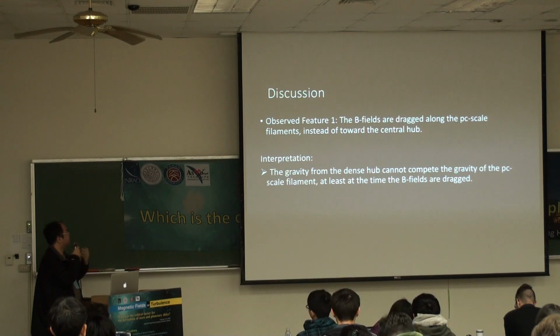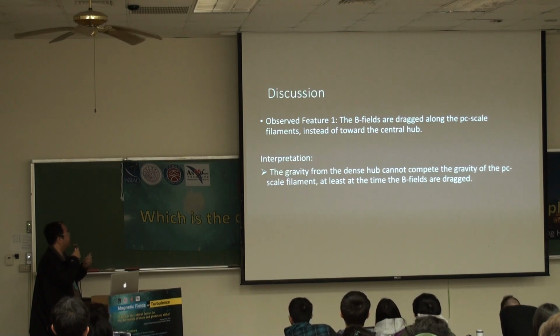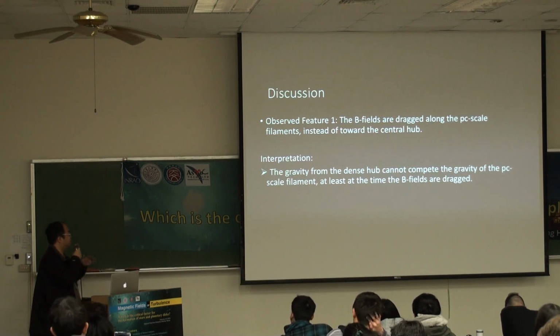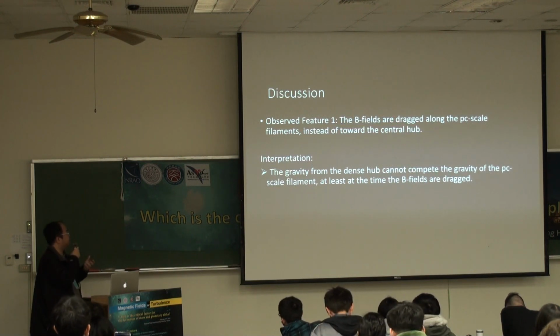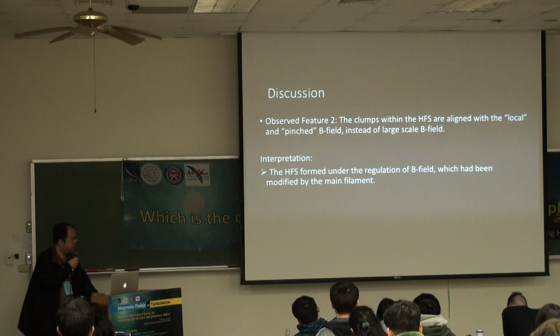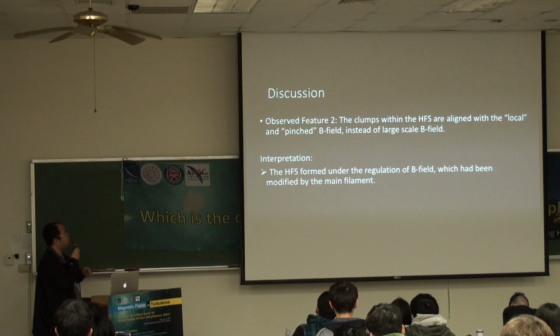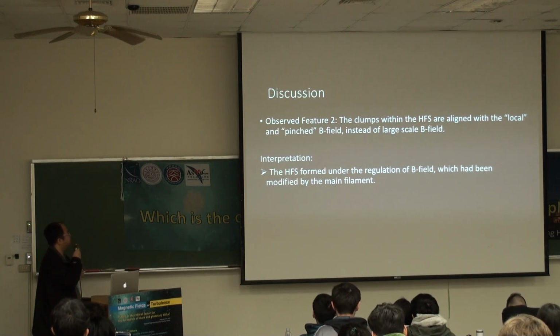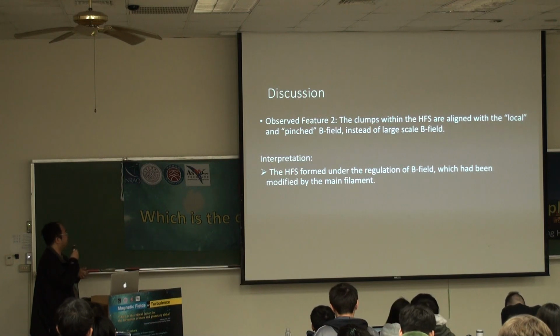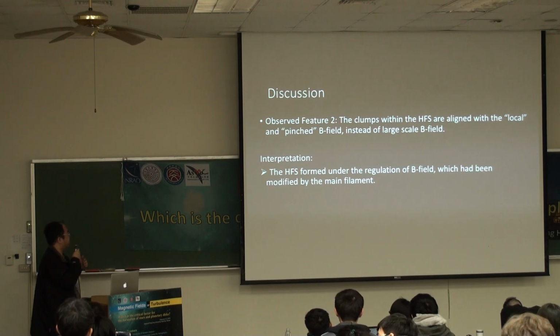So it hints that perhaps during the time that the magnetic fields are modified by gravity, the mass of the central hub is still very low compared to the main filament, or maybe at that time the dense hub is not even formed. And the second observed feature is the clumps within the hub-filament system are aligned with the local pinched magnetic field instead of the large-scale magnetic field. So it also favors the possibility that the hub-filament structures are formed after the large-scale magnetic fields are modified by the contraction of the main filament.